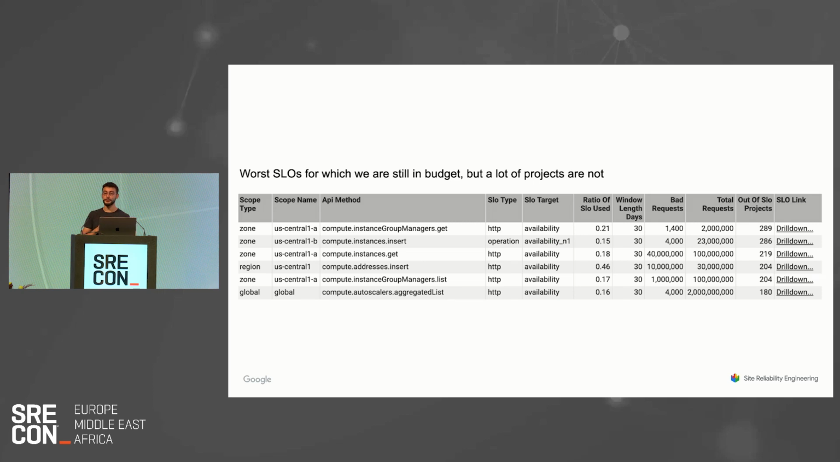The next table shows all the SLOs for which we haven't yet burned the budget overall. You can see that by the fact that the ratio of SLO used column is below 1. However, we're still violating the reliability target for lots of our customers. Here, the first entry shows that instance group manager get HTTP method in aggregate has used only 21% of its budget. But for 289 customers, we've burned all of that budget. Typically, we would have missed these issues previously, but now they're surfaced, and they can be prioritized.